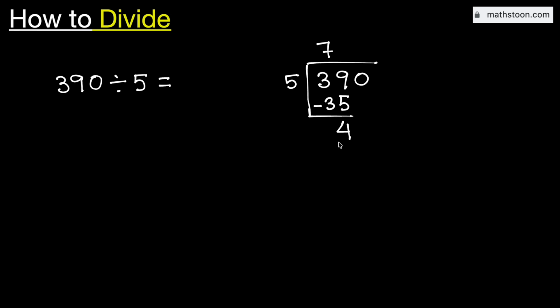Now see that 4 is less than 5. That is why we will bring down this number 0 here. Now 5 times 8 is 40. Subtract, we get a 0. As we have no number to bring down here and got the number 0, so we will stop. Therefore, 390 divided by 5 is equal to 78. And this is our final answer.